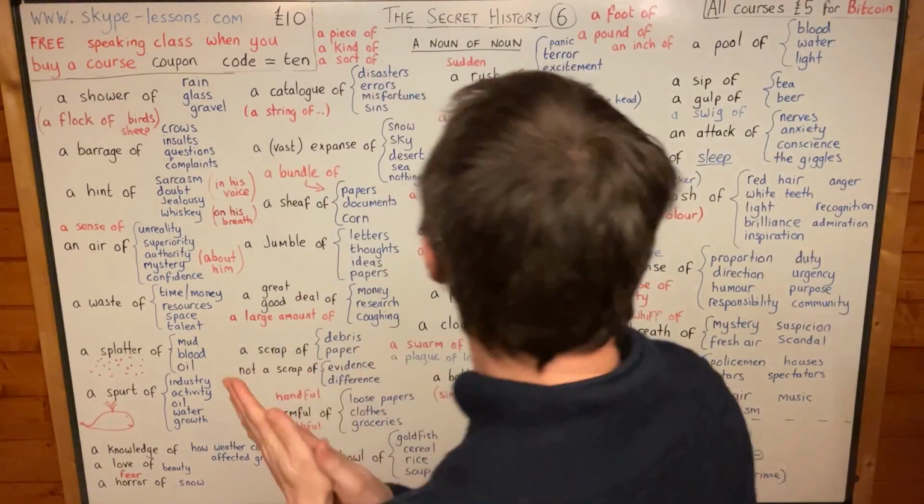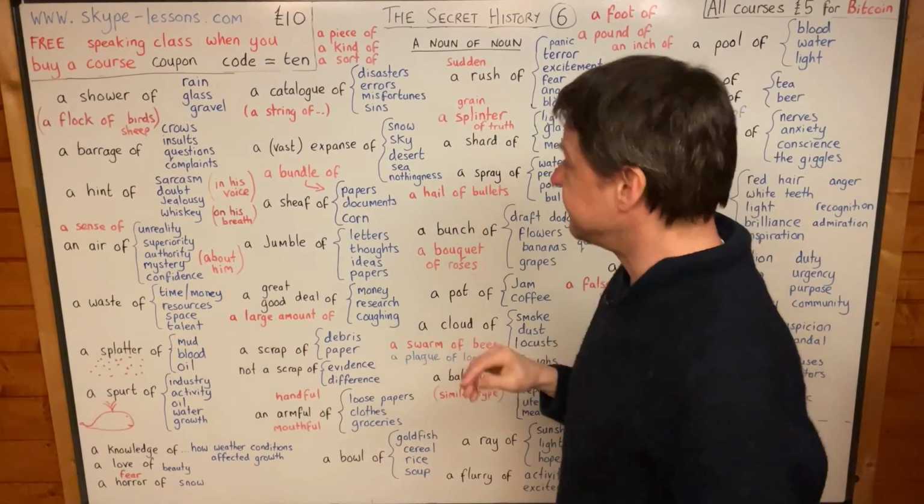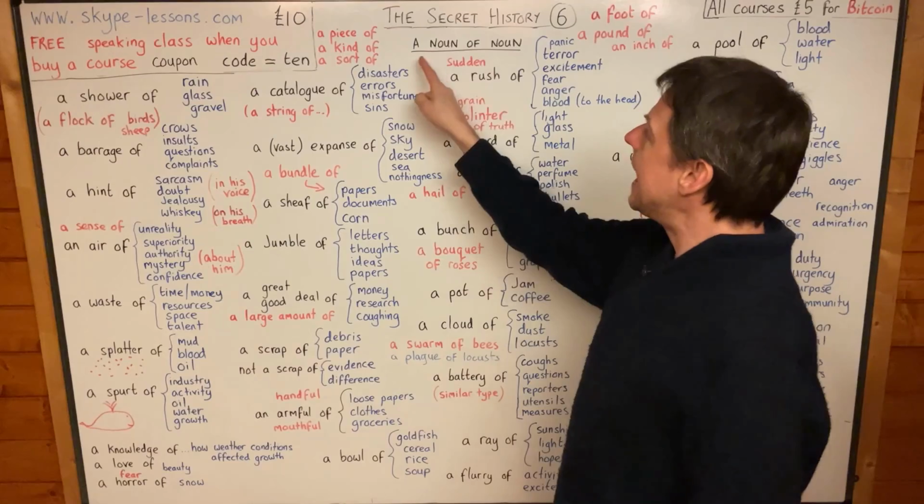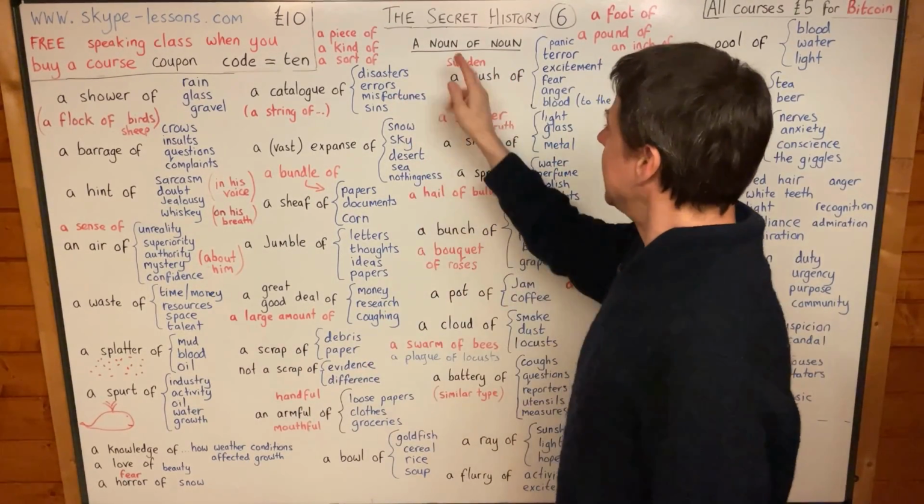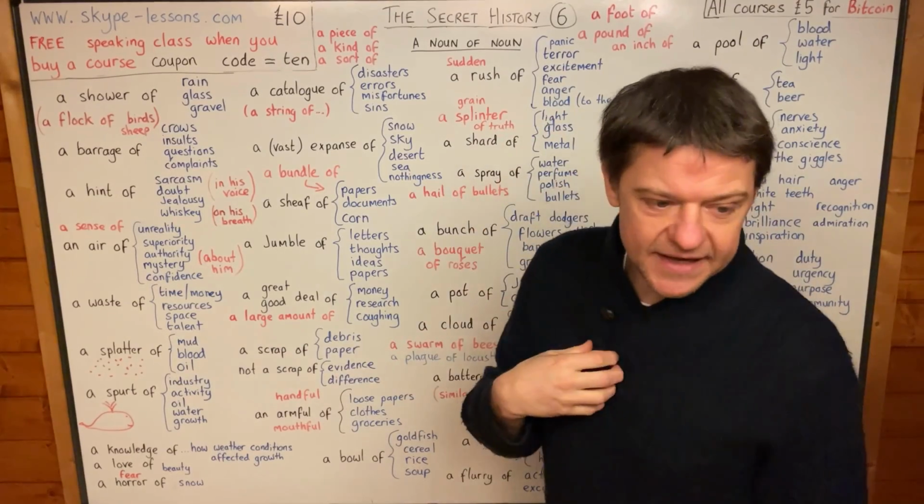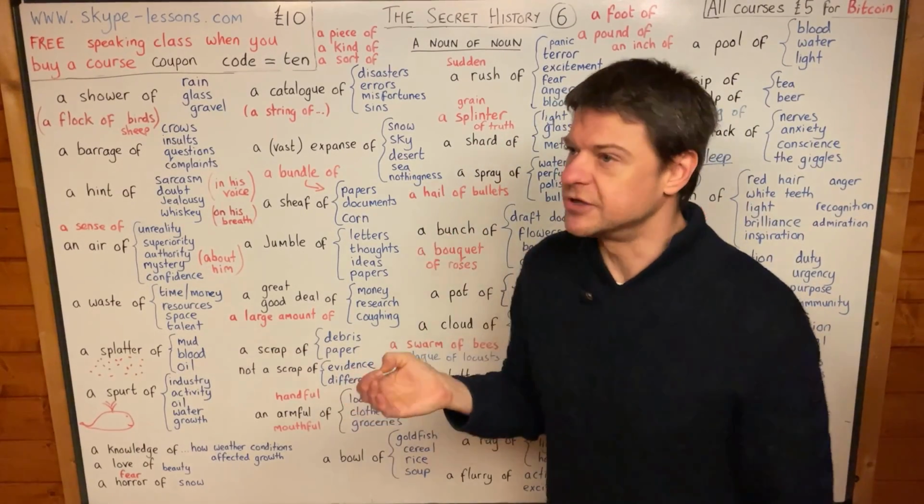Okay, welcome to the class. We're doing The Secret History Chapter 6, and we're going to focus on a noun of noun, because this pattern, a noun of noun, I see it a little bit like an exception.